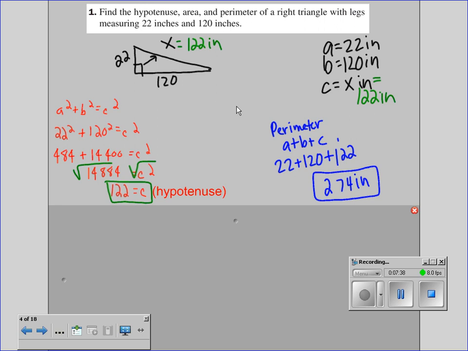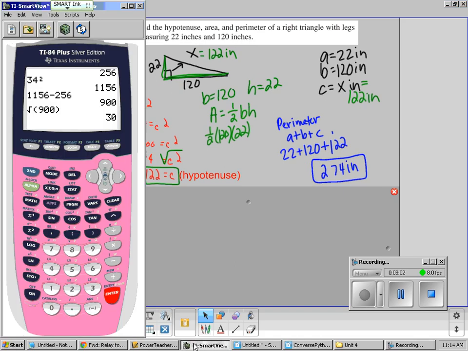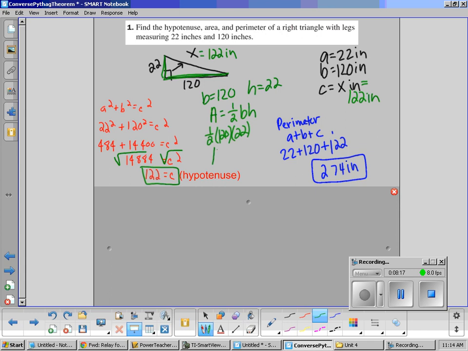Then, for the area, we want our base is 120, and our height is 22. So our area formula is 1/2 times base times height. 1/2 times 120 times 22. I'm going to plug that into my calculator. Remember, 1/2 always has to go in parentheses. 1/2 times 120 times 22 gives us 1,320 square inches as my area.